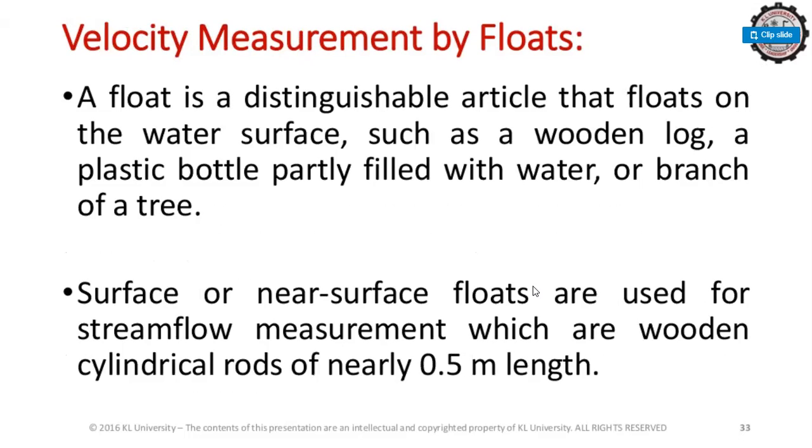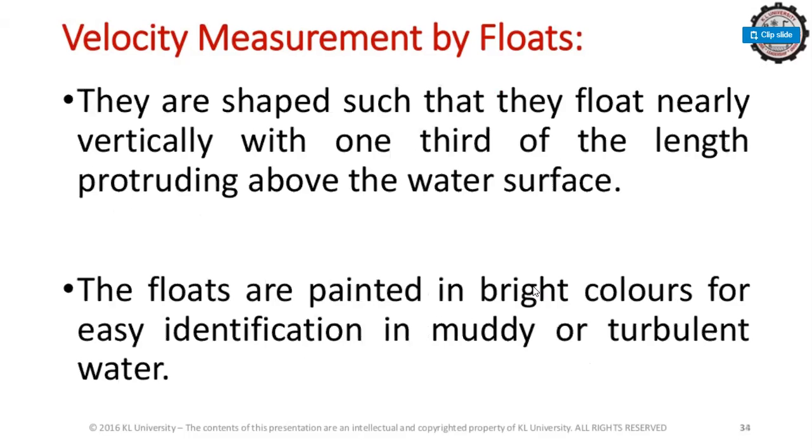Velocity measurement by floats. A float is a distinguishable article that floats on the water surface, such as a wooden log, a plastic bottle partly filled with water, or a branch of a tree. Surface or near-surface floats are used for stream flow measurement, which are wooden cylindrical rods of nearly 0.5 meter length.